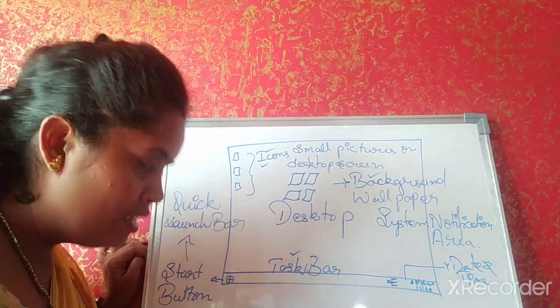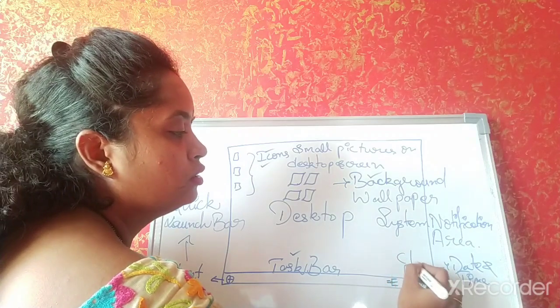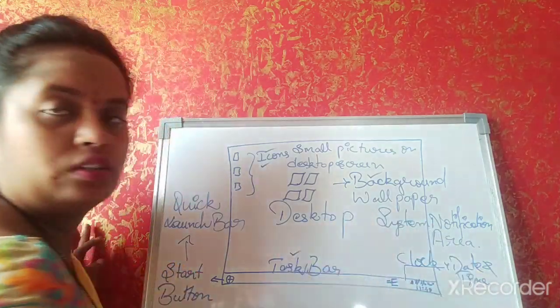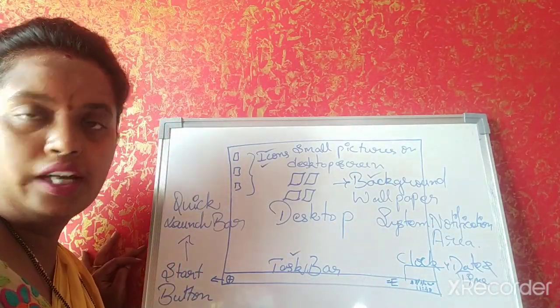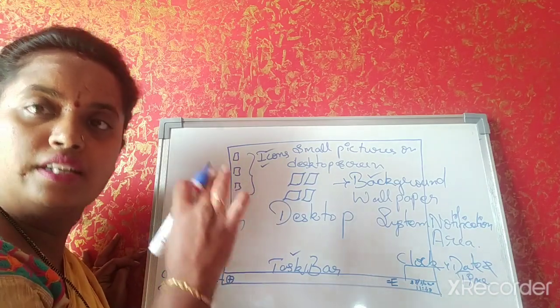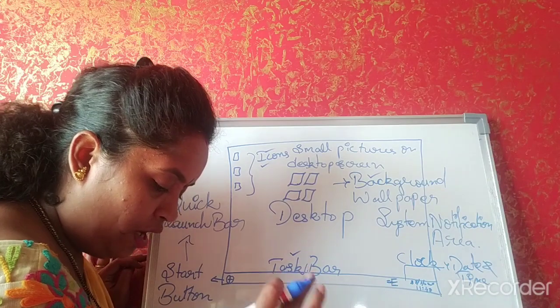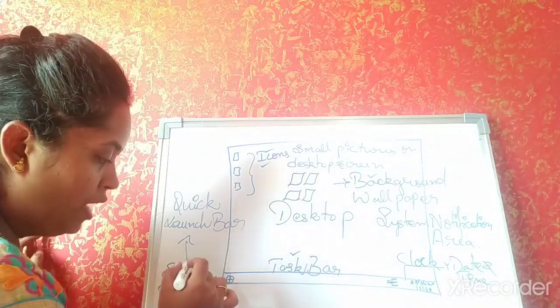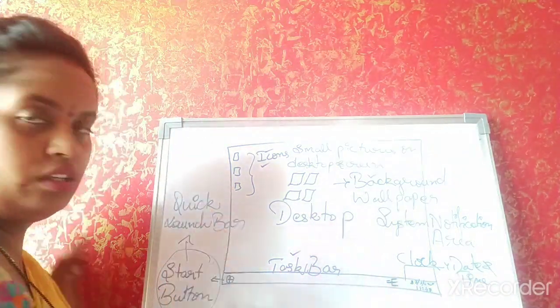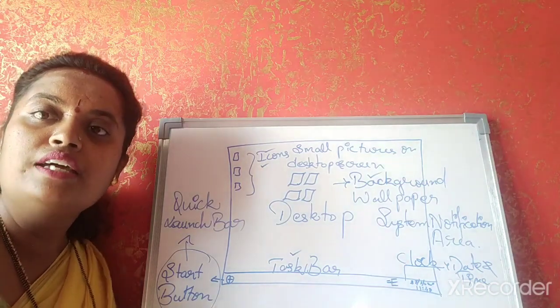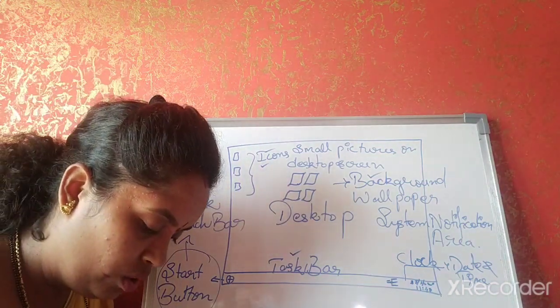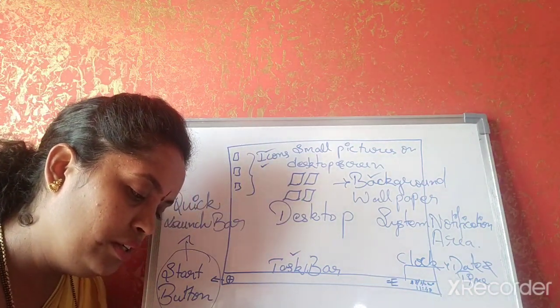Then what else is present? Clock in the system notification area. This is also present in the desktop screen only, components of the desktop. Clock. Then after clock you will have the start button. Okay, children? Did you understand?